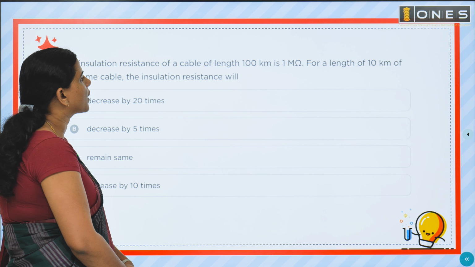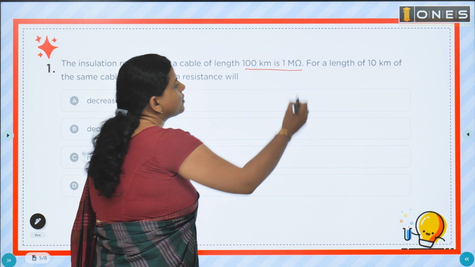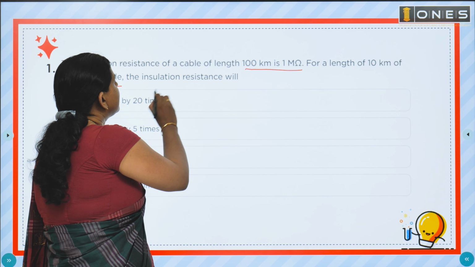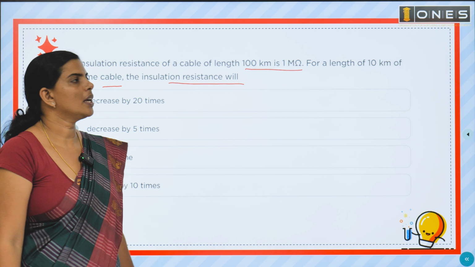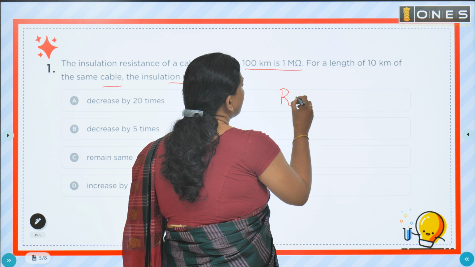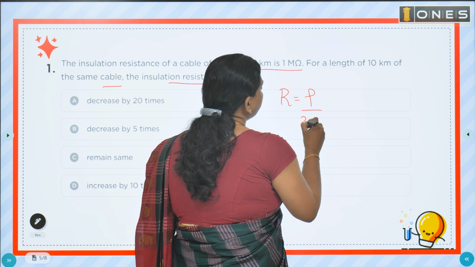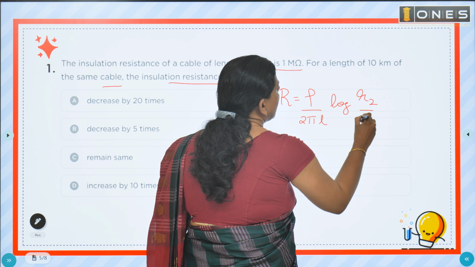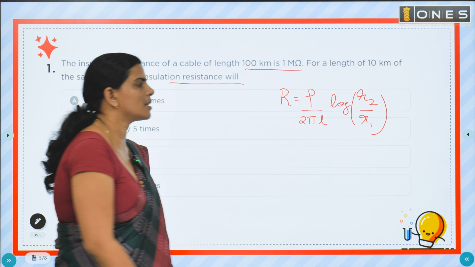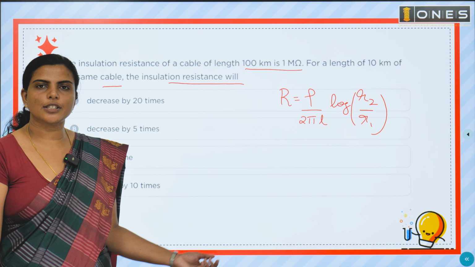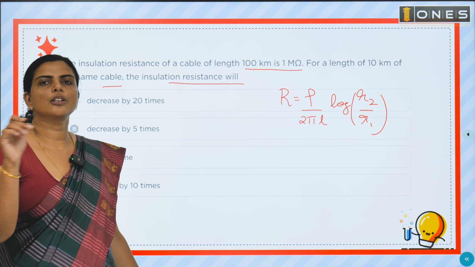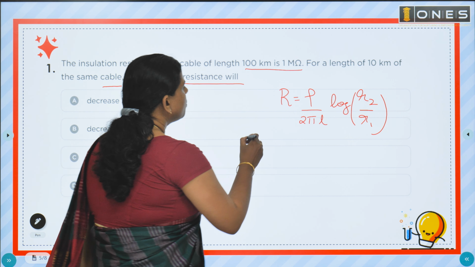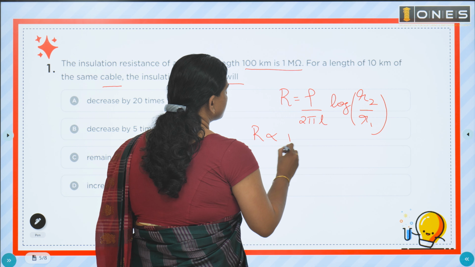The insulation resistance of a cable of length 100 km is 1 mega ohm. For a length of 10 km of the same cable, the insulation resistance will be. Okay, so we know the formula of insulation resistance. R is equal to rho by 2 pi L log R2 by R1, where rho is the resistivity, L is the length of the cable, R1 is the radius of the conductor, and R2 is the radius to the outermost layer of the insulation. Okay, so we know R is inversely proportional to L.